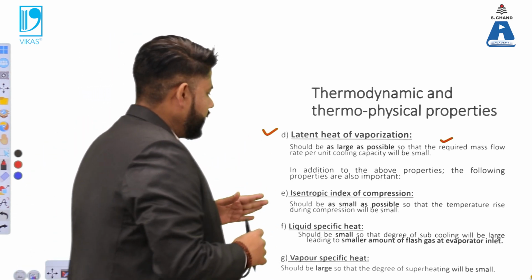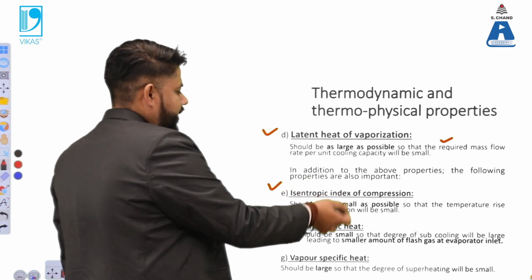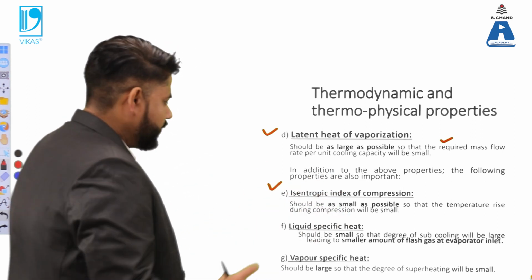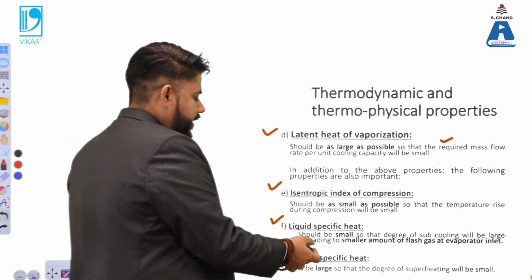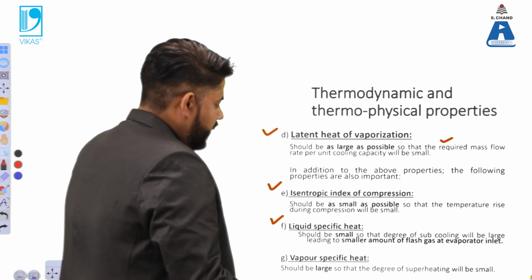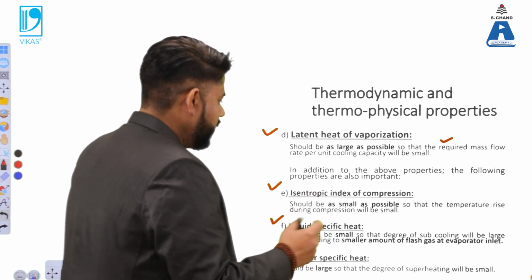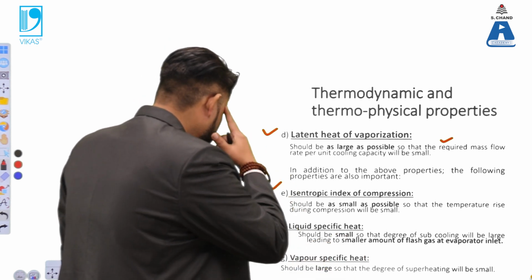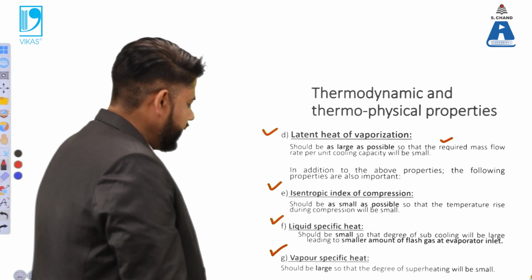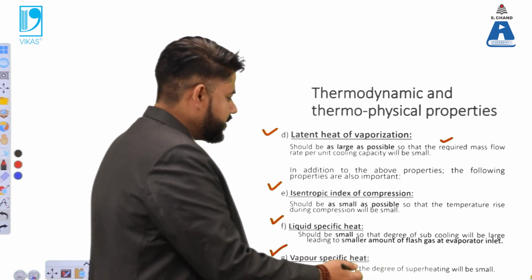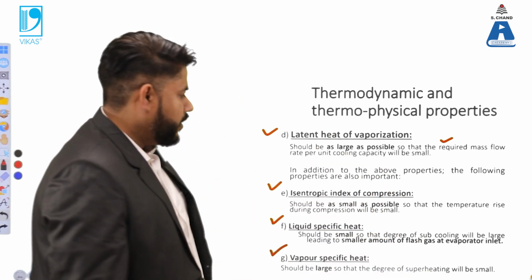In addition to these properties, there are certain other properties as well. The isentropic index of compression should be as small as possible. The liquid specific heat should be small, so that the degree of subcooling will be large and a smaller amount of flash gas is formed. And the vapor specific heat should be as large as possible, so that the degree of superheating is smaller.